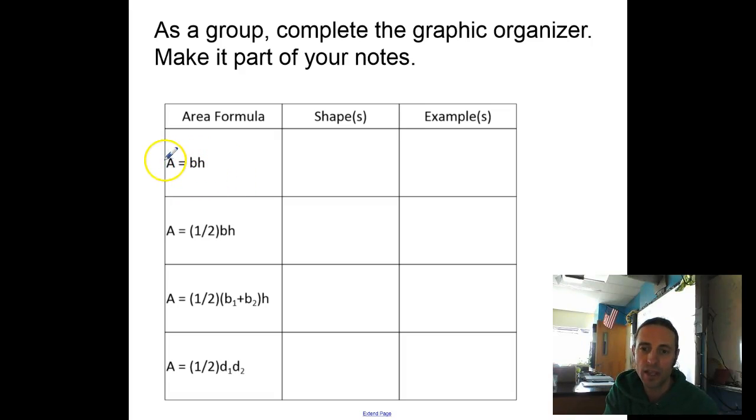And so it says the area of one thing is base times height. The area of another is half base times height. So what I want you to do is go through section 10.1 and figure out all the shapes that use this formula for its area. And then give me an example. Put a little problem here.